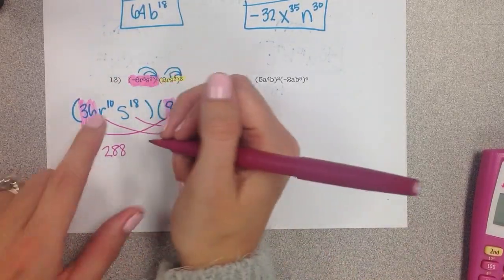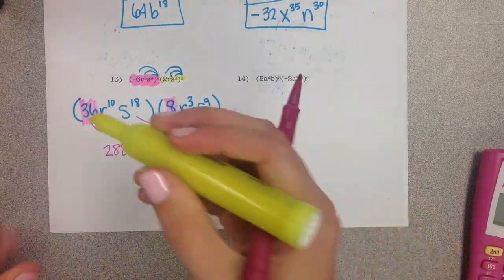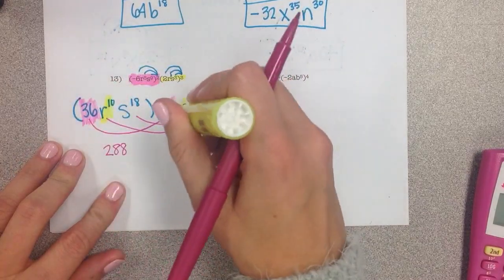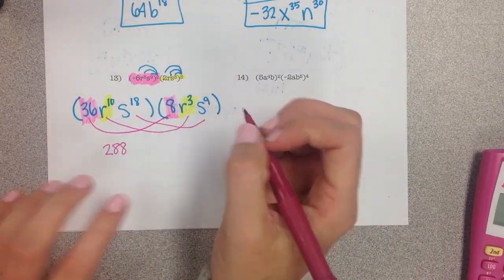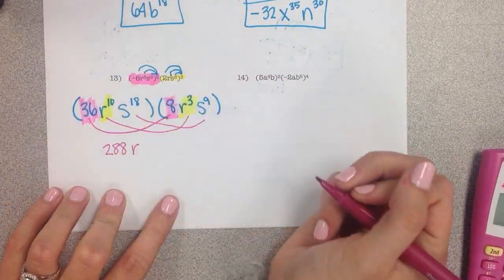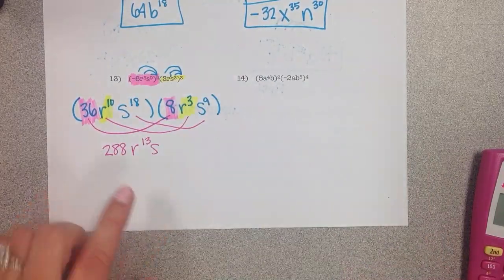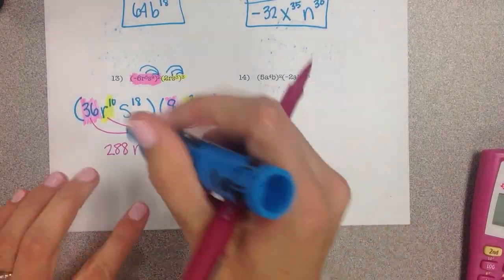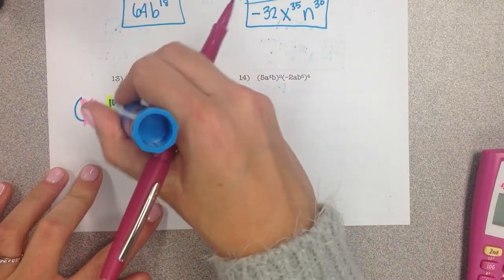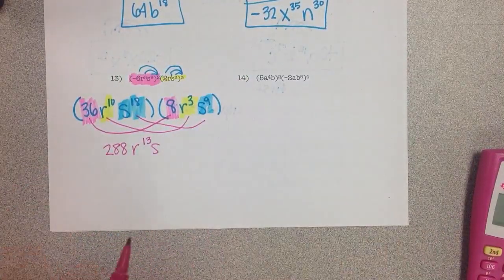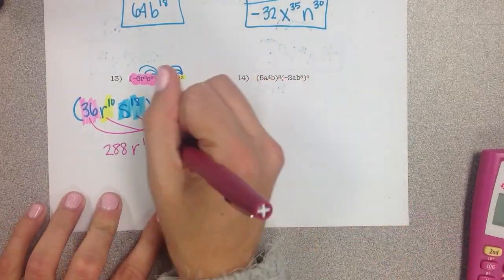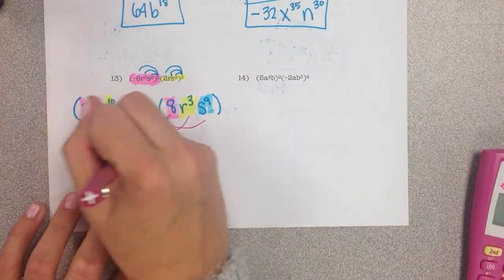Now with our variables, r to the 10th times r to the 3rd. We are multiplying, so we add. 10 plus 3 is 13. And then for s, we have s to the 18th times s to the 9th. We add those. 18 plus 9 is 27.